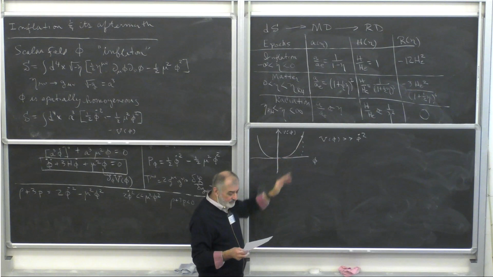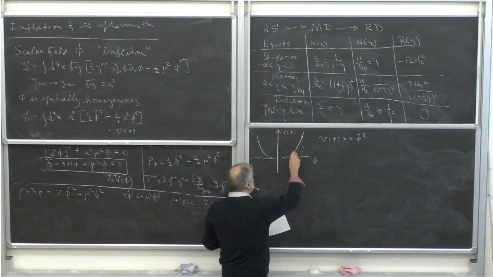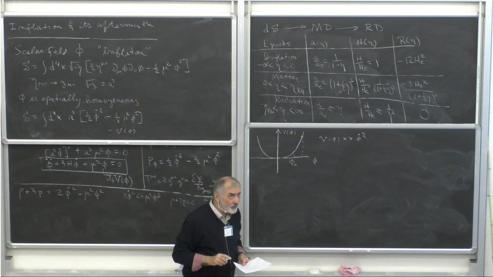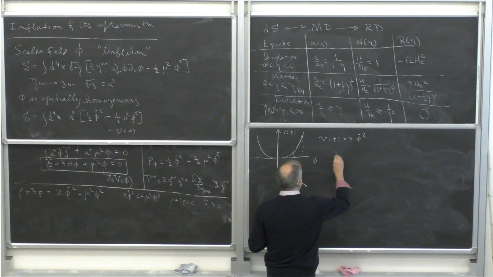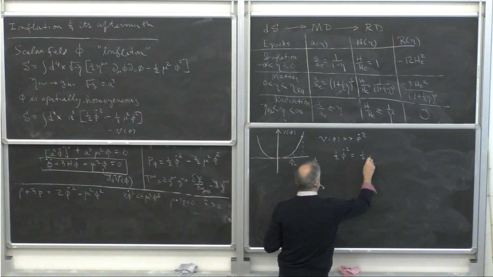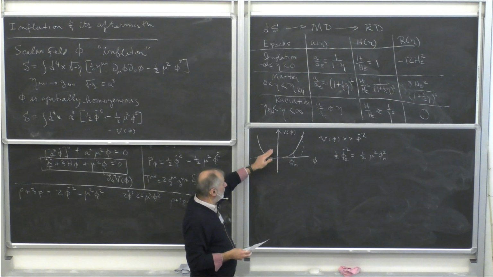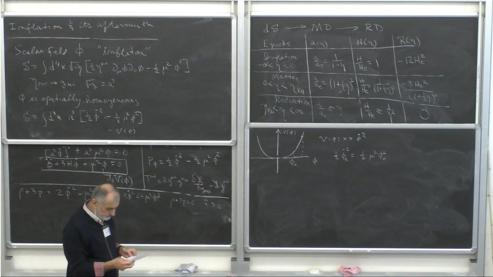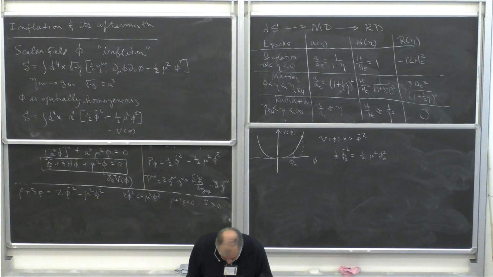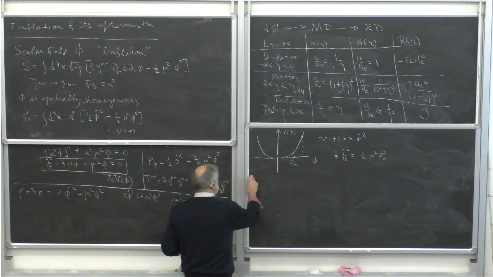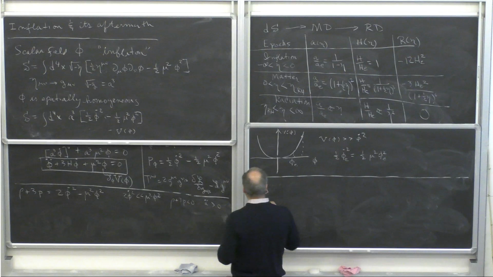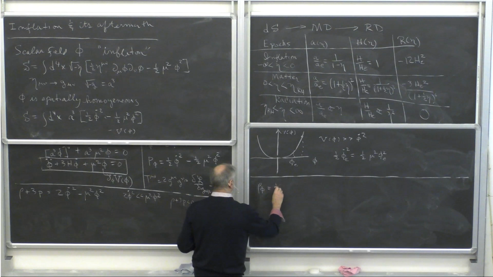So there will be some point, we'll call it phi e, the value of the inflaton field at the end of inflation, where 1/2 phi dot squared is equal to 1/2 mu squared phi squared. And at this point, inflation ends, and what is the field going to do? It's going to oscillate about the bottom of the potential. So after inflation, in fact, during inflation also, rho phi is 1/2 phi dot squared plus 1/2 mu squared phi squared.